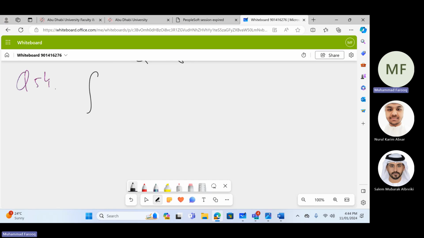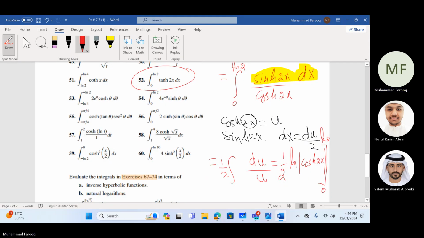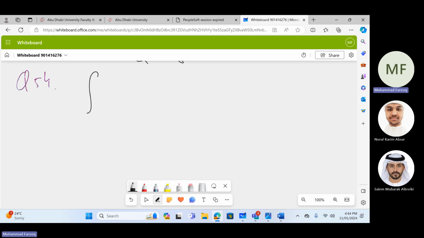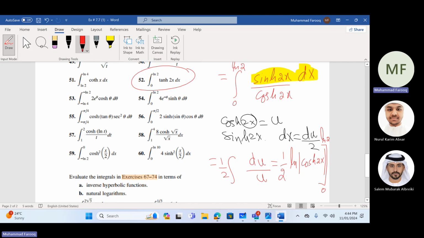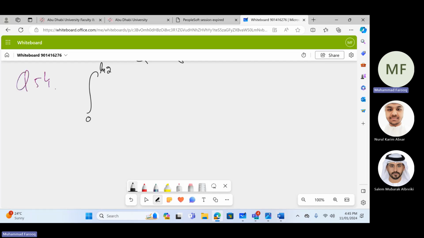This is integrate, from 0 to ln2. I have 4 e power minus theta and sine hyperbolic theta, d theta. So 4 times e power minus theta times sine hyperbolic theta, d theta. Okay. What do we need here? Integration. Now, please, how do we integrate this?